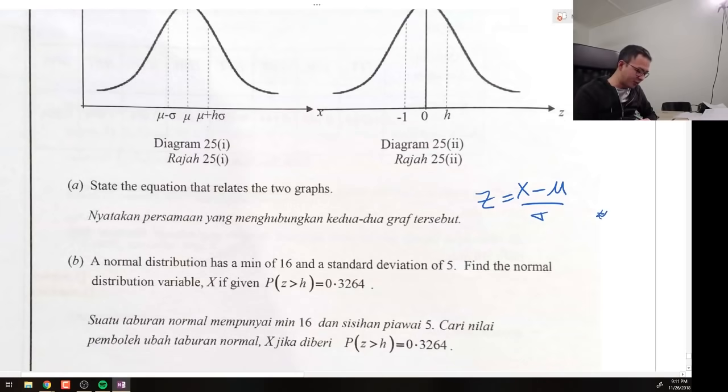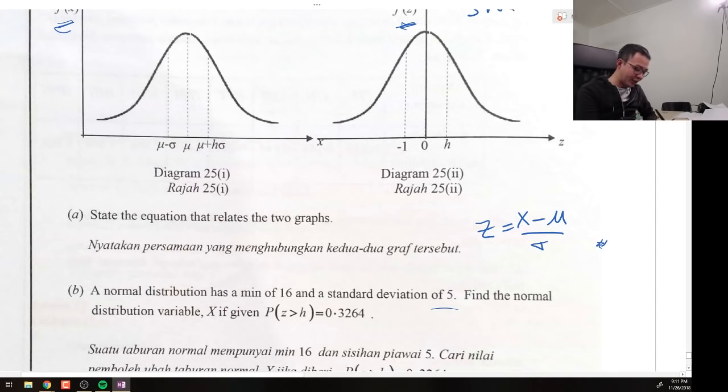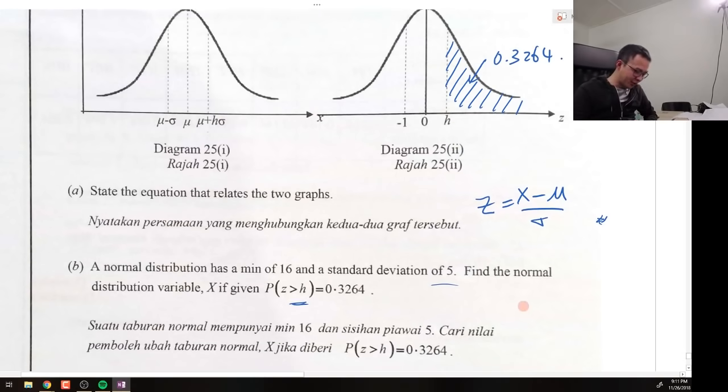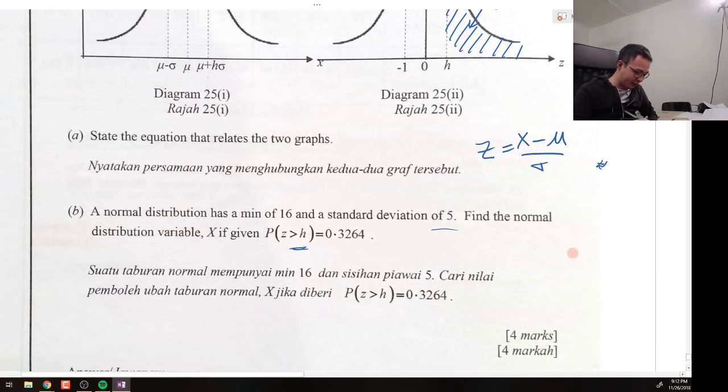A normal distribution has a mean of 16 and a standard deviation of 5. Find the normal distribution's x for the given value. So I go in here, and I have h. If z is bigger than h, the probability is 0.3264, so the area here is 0.3264. Finding h is quite simple, right? Because the probability is less than 0.5, basically you do not need to convert anything. You can just use the formula.